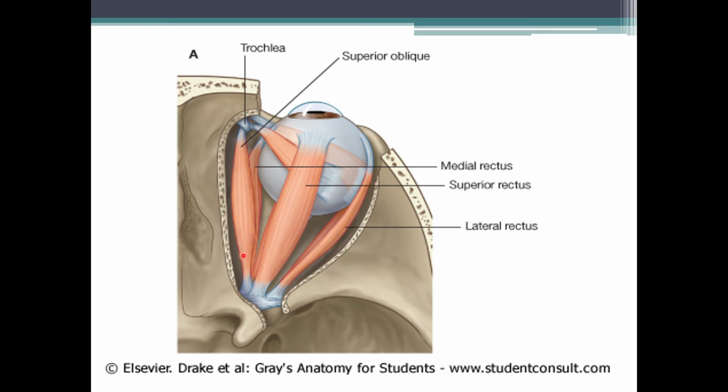So at first the muscle of the superior oblique passes straight forward, and then at the trochlea it takes a sharp turn backwards, downwards and laterally, beneath the superior rectus muscle, and then gets inserted behind the equator on the sclera, just between the superior rectus muscle and the lateral rectus muscle. So this is the insertion of the superior oblique muscle.